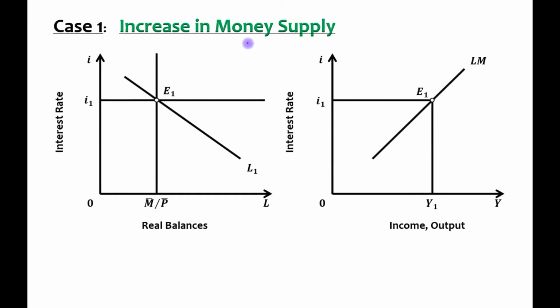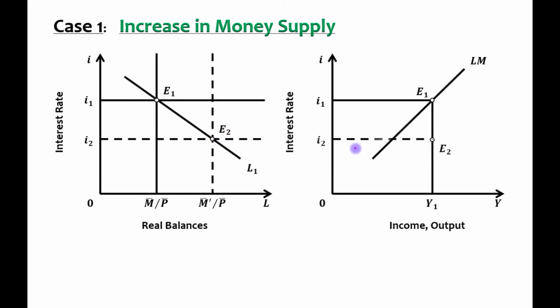Now suppose that money supply increases, so there will be a rightward shift in the money supply schedule. Now you can observe that at the initial equilibrium interest rate, money supply exceeds money demand. So the equilibrium interest rate has to be lower to induce people to hold the larger real quantity of money. And the new equilibrium will be achieved at this point.